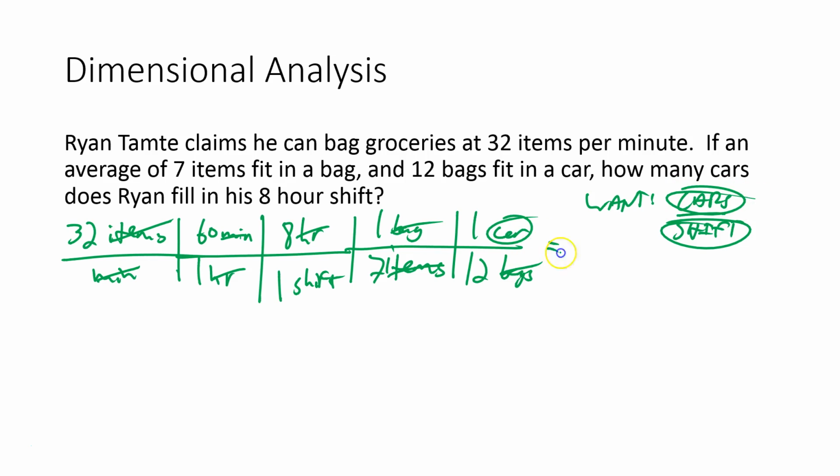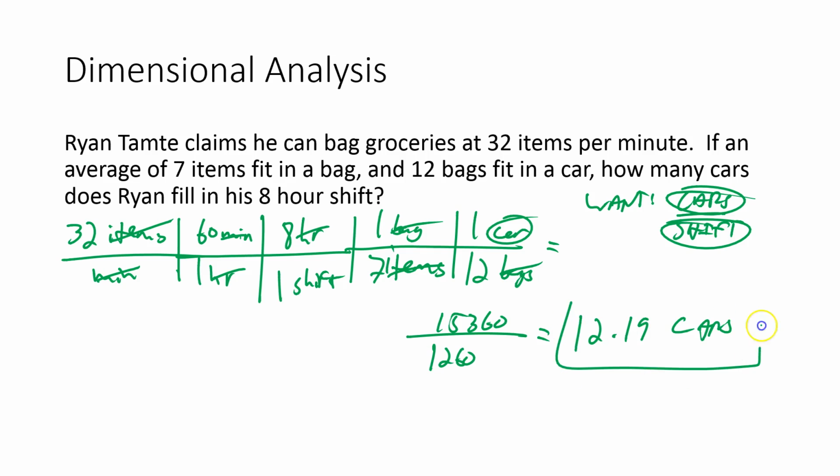Now we should multiply straight across the top. So I'm going to grab my calculator. 32 times 60 times 8, I get 15,360. Divided by 7 times 12, so 15 times 7 times 12, I get 1260. So 15,360 divided by 1260, I get 12.19 cars that he fills in an 8-hour shift. That's all there is. Let's try another one.